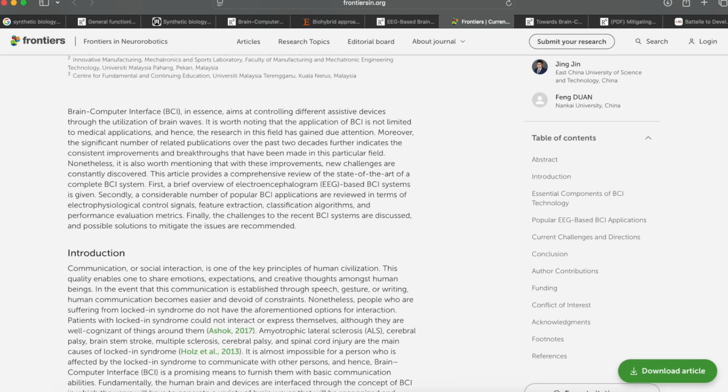Nonetheless, it is also worth mentioning that with these improvements, new challenges are consistently discovered. This article provides a comprehensive review of the state of the art of a complete BCI system. First, a brief overview of EEG-based BCI systems is given. Secondly, a considerable number of popular BCI applications are reviewed in terms of electrophysiological control signals, feature extraction, classification algorithms, and performance evaluation metrics. Finally, the challenges to the recent BCI systems are discussed, and possible solutions to mitigate the issues are recommended.